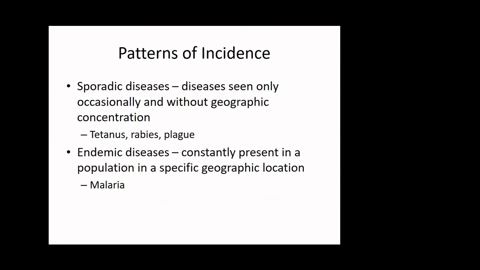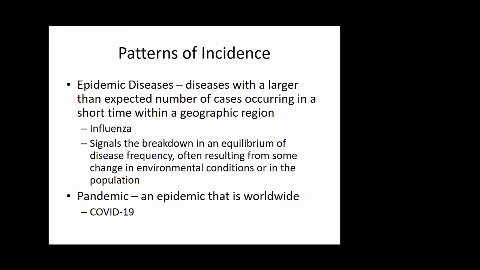So let's talk about patterns of incidence. Some diseases are sporadic, some are endemic. A sporadic disease is seen only occasionally and without a certain geographic concentration. So rabies, plague, tetanus, they're very sporadic diseases. An endemic disease is constantly present in a population or specific geographic location. Malaria, Ebola are great examples.